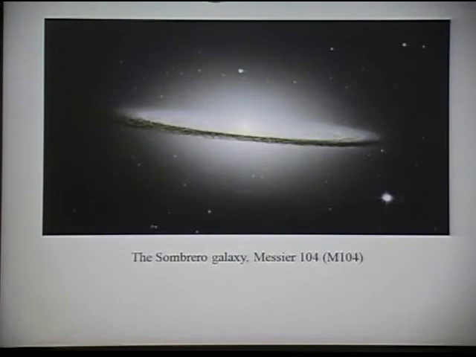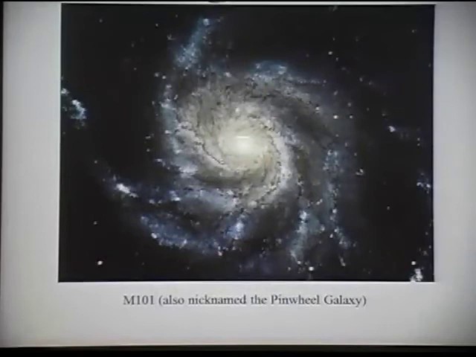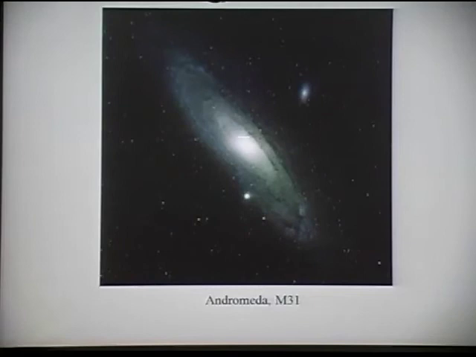This is M101, the Pinwheel Galaxy. This is a spiral galaxy, just like the Milky Way, but seen from above. And there are lots of galaxies out there, and randomly we'll see some from the side and some from the top and some from different angles. The spiral arms are where stars are being born. This is Andromeda, M31. Andromeda is the closest big galaxy to us. We think Andromeda is almost identical to the Milky Way. We're both giant spiral galaxies. M31 is about the same physical size, the same mass as our galaxy.